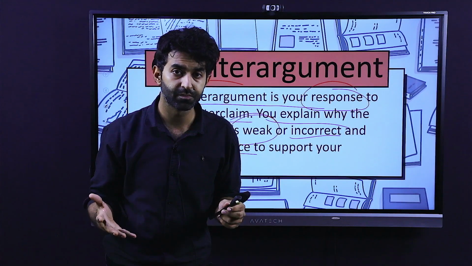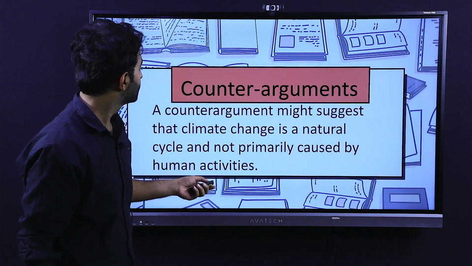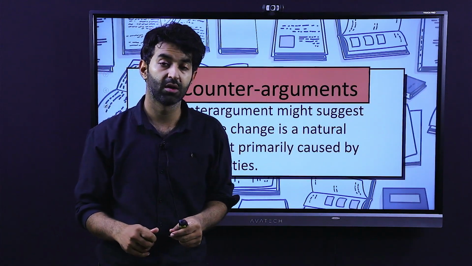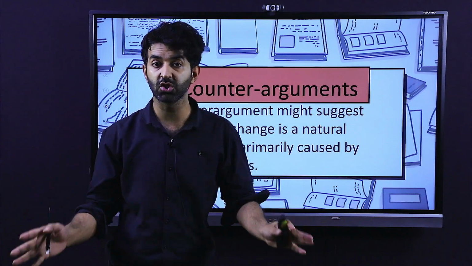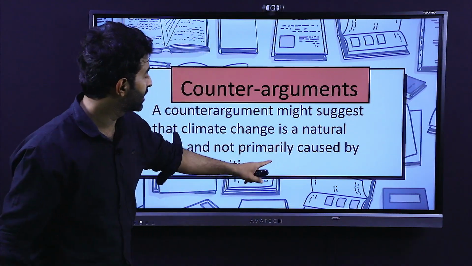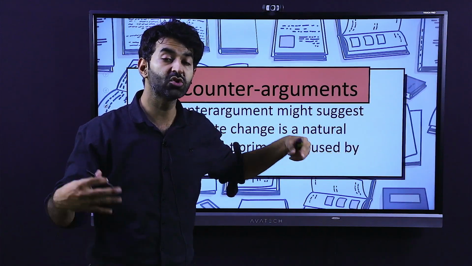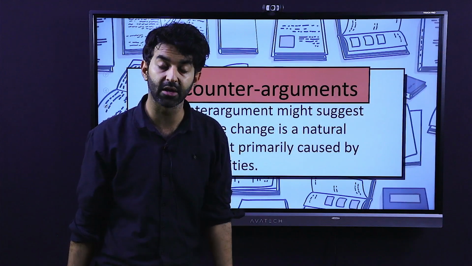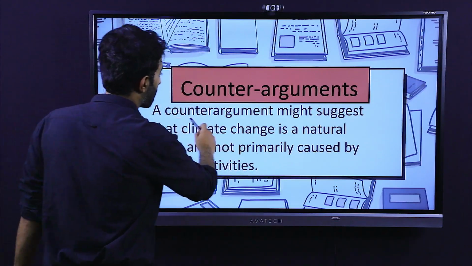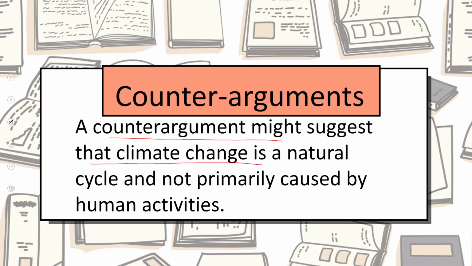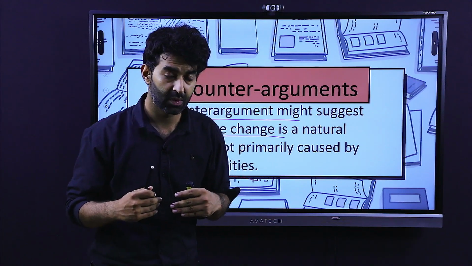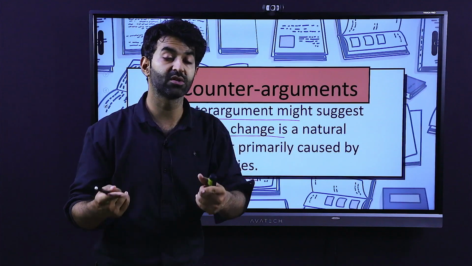So here, let's talk about that topic that we were discussing, climate change. Now, let's look at the counter argument that we have. First, the argument was that the human-induced emission of gases is raising the temperature of the planet. But here, a counter argument might suggest that climate change is nothing but a natural cycle and not primarily caused by human activities. So this is opposing my argument, and it's the other person's counter argument.